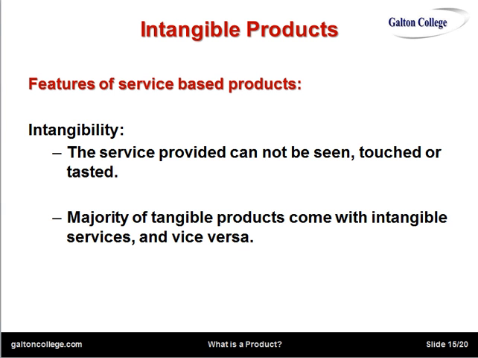Now, intangible products. Well, intangibility: the service provided cannot be seen, touched or tasted. The majority of tangible products come with intangible services, and vice versa. I'd say the majority, maybe that's an exaggeration, a lot, many. Sometimes if you buy a particular car, that's a tangible product. You've bought the car. You may go out and touch the car. It has physical existence.